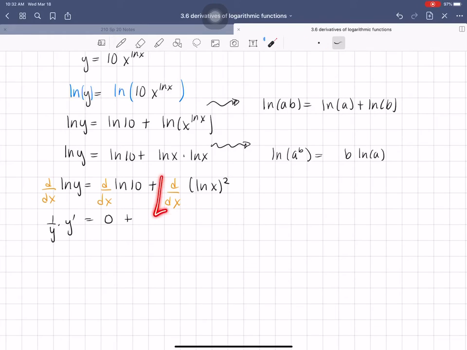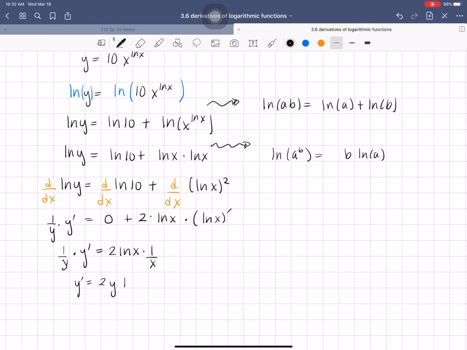So now when we find this derivative here, we need to use the chain rule. So we have a 2 in front, and we multiply by the inner function of ln of x, and then we multiply by the derivative of ln of x. So this becomes 1 over y times y prime equals 2 ln of x times 1 over x. And now I can keep rewriting this algebraically as y prime equals 2y ln of x over x. If you notice, all I did was multiply y to both sides.